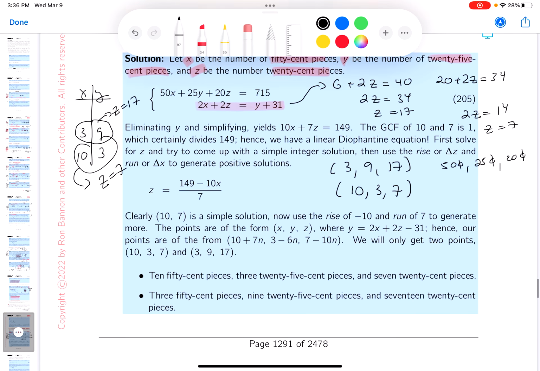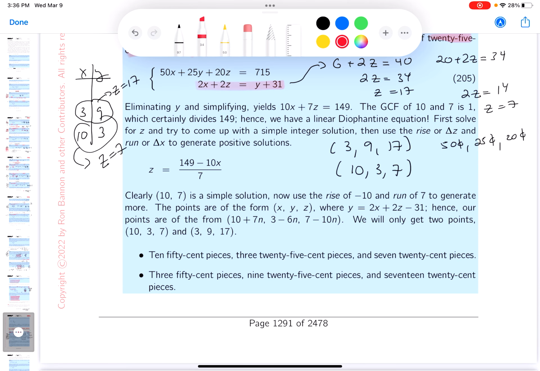All right, so let's see if we got the answer. And I'll look at it. Let's do this one first. And I see that here, 3 50-cent pieces, 9 25-cent pieces, and 17 20-cent pieces. That worked out good. Let's try this one over here. 10 50-cent pieces, 3 25-cent pieces, and 7 20-cent pieces. Things work out really nicely, all right?